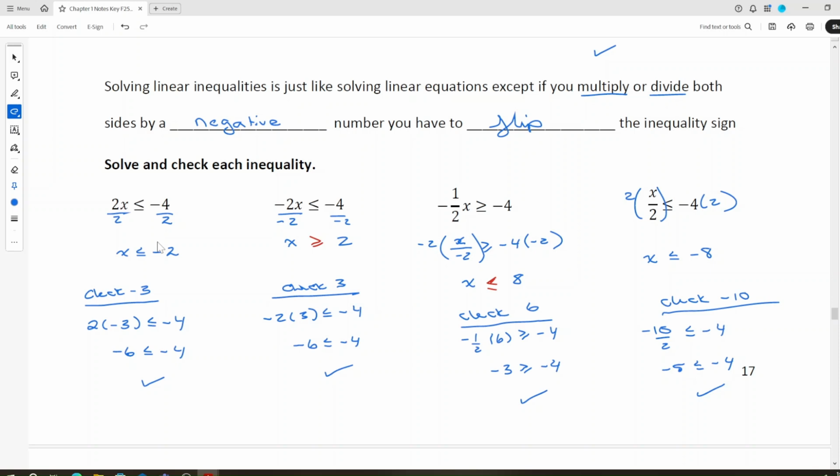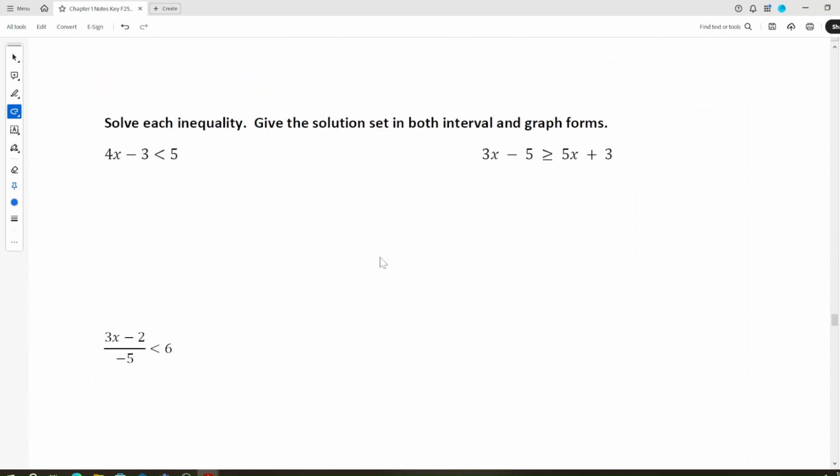Now, something I didn't point out is I made all of these equal to a negative number. Didn't make a difference. It's what you're multiplying or dividing by to get x by itself. Only if the coefficient on x is negative do I need to flip the sign. So this one and this one, not the ones that had a positive coefficient on x. All right, so now that we've looked at that, now we can just solve inequalities.